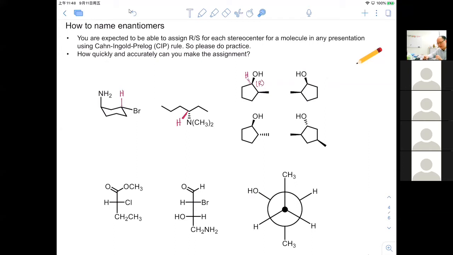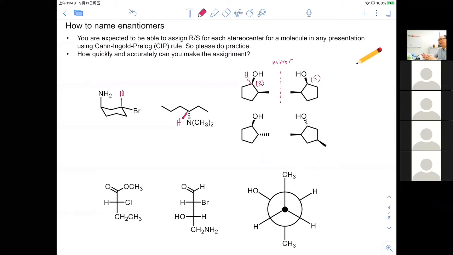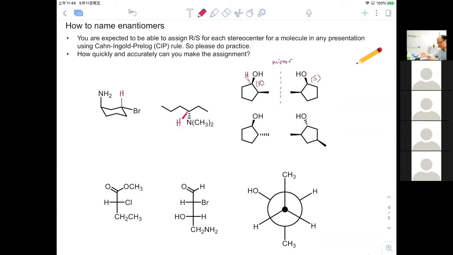No, right? Why? Because they are mirror images. If you draw a mirror in between them, you can see this OH pointing up, this methyl here, and all the others are fine. So what's the mirror image of our stereocenter? It's S, right? You don't even need to apply the CIP rules here. If you apply them once, then you have a mirror image. You just know that the other is the opposite.